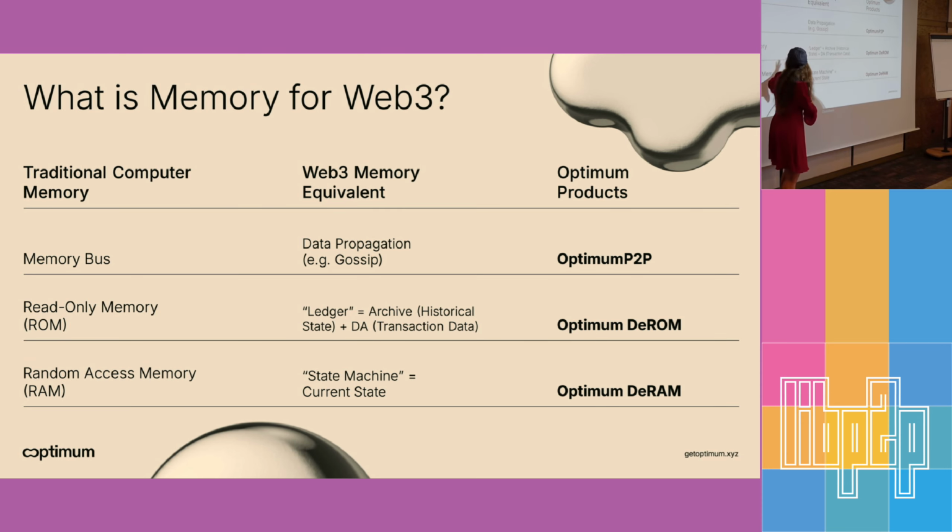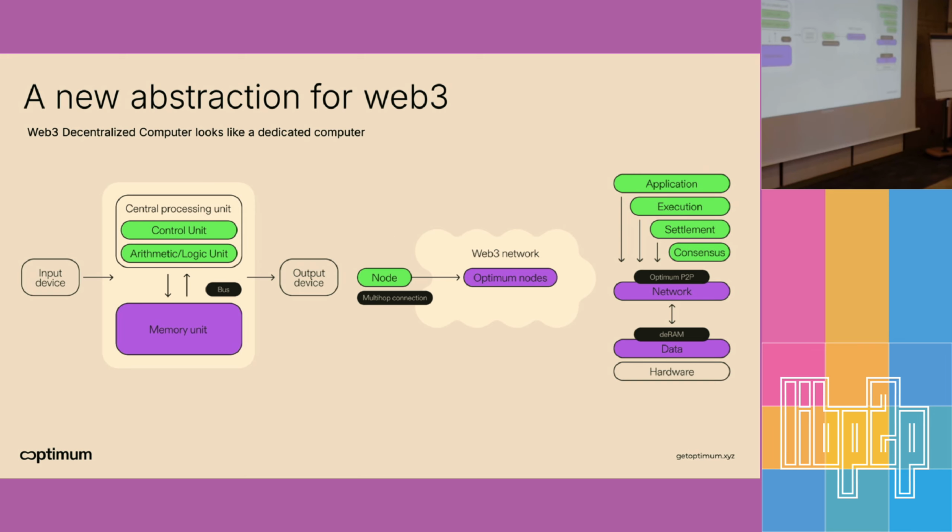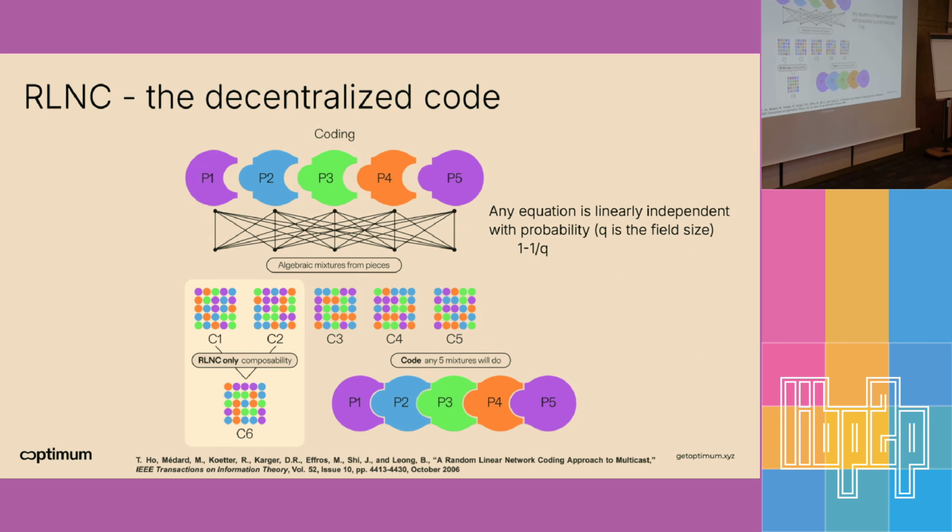We also work at Optimum on other parts of the memory. Let's call it the ROM, the read-only memory, which is basically the ledger. You write to it, but you don't modify it. And then the RAM, which is basically the state machine. And we use coding for all of this, but it's really the first part that I'm looking forward to discussing with you today. So basically, the idea here is we're going to have Optimum P2P as the networking part in this abstraction of the world computer. Okay, so that's kind of just the background.